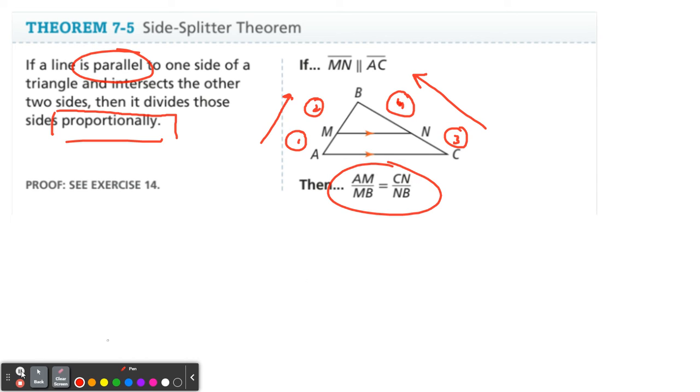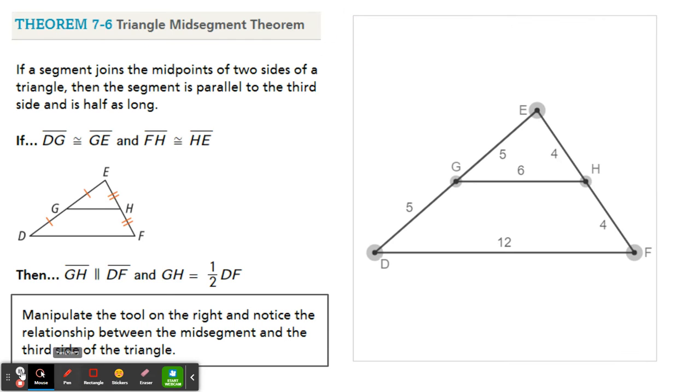Okay. Now, there is a special case to what's called the side splitter theorem, which also involves your M and N being midpoints of your sides. And it's called the triangle midsegment theorem. So here it is. It says if a segment joins the midpoints of two sides, so again, now we have this idea of joining the midpoints of two sides, then it's going to be parallel to the third side. So give me a second, because there are two important ideas. This segment is going to be parallel to the third side. So that's idea number one.